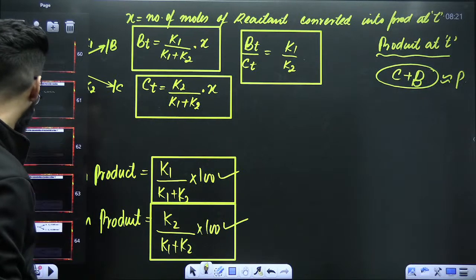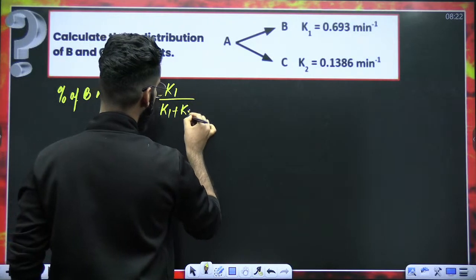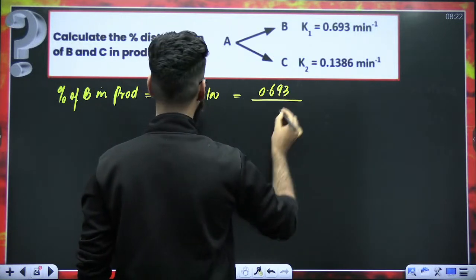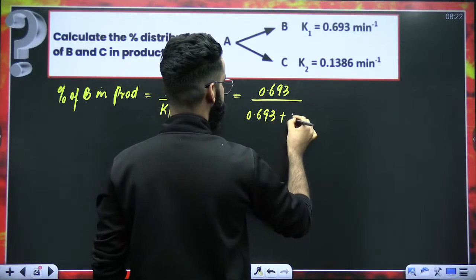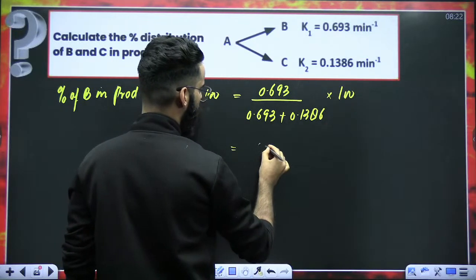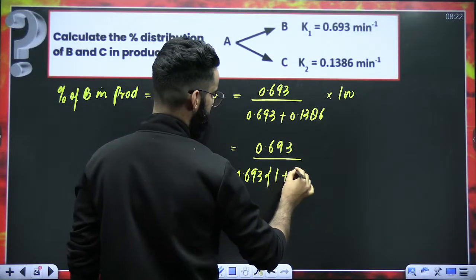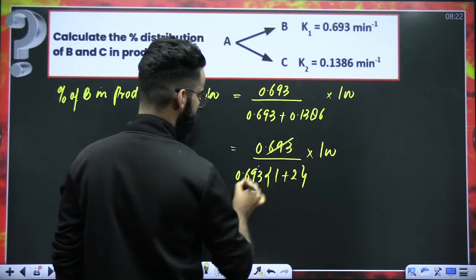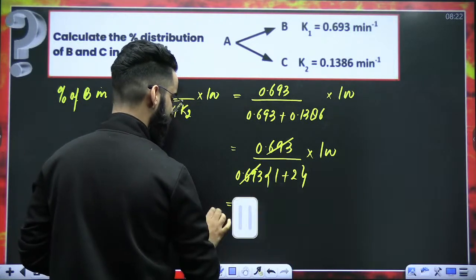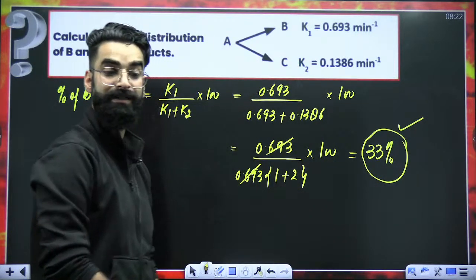So it is going to give B: K1 divided by K1 plus K2 multiplied by 100. Correct? Now K1 value 0.693, K1 plus K2, 0.693 plus 0.1386, multiplied by 100. Now 0.693 I'm writing as such. In the denominator, if I take 0.693 common, it's going to be 1 plus 2 multiplied by 100. So this term got cancelled. It is 1 divided by 3 into 100. The value comes out to be 33%. So the percentage of B in the products is 33%.